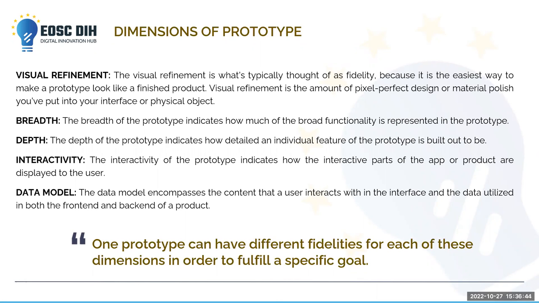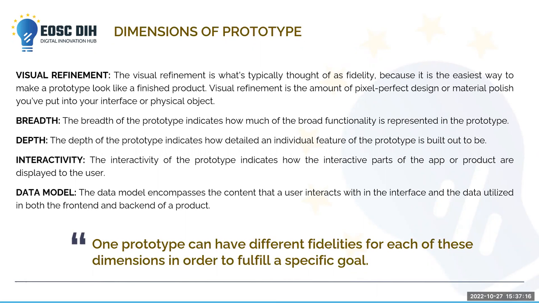The second dimension is the breadth. So the breadth of the prototype indicates how much of the functionality is included in the prototype that you build. You cannot build each and every functionality that you plan to provide into your prototype because that also requires time and effort. And each functionality also needs to be tested accordingly. So if you are smart about choosing your breadth fidelity, you will be able to save time and move faster.